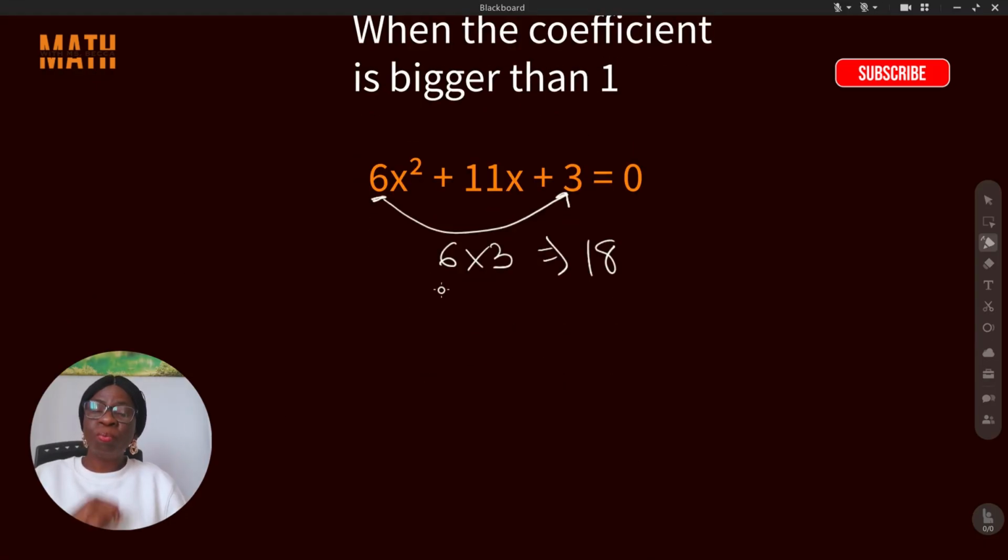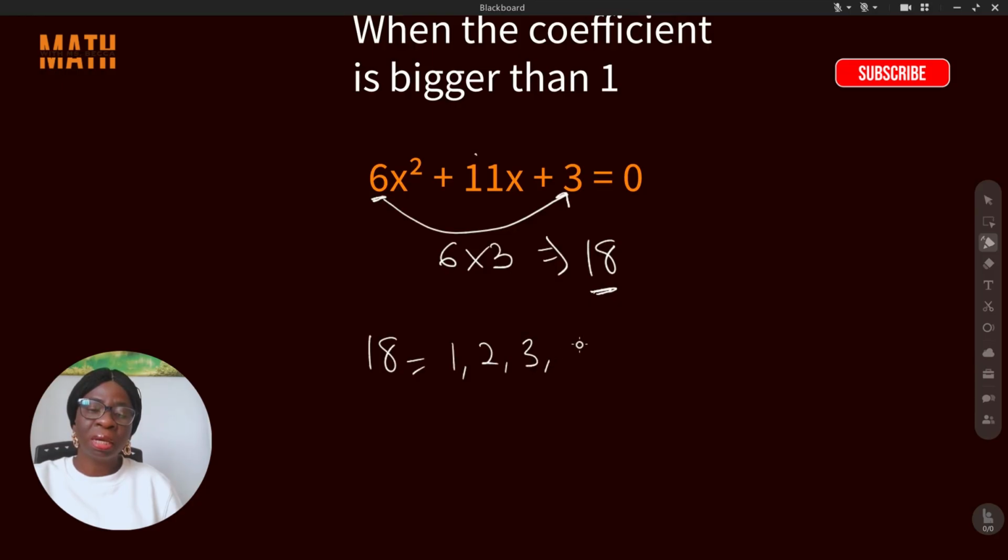Then the second step will be for us to look for 2 factors of 18 that will add up to give 11. So let's list the factors of 18. We have 1, 2, 3, 6, 9, and 18. So what 2 factors of 18 will add up to give 11? Let's look at 9 times 2. 9 times 2 will give 18, and 9 plus 2 will give 11. So that means we'll be having plus 9x and plus 2x.